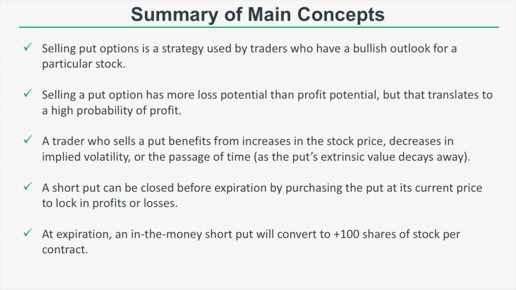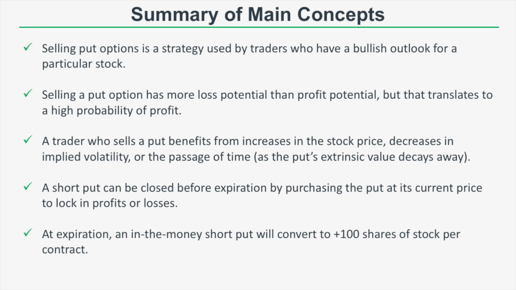Alright, so let's recap the main concepts that you've learned from this video. So first of all, selling put options is a strategy used by traders who have a bullish outlook for a particular stock. Now, selling a put option has more loss potential than profit potential, but that translates to a higher probability of profit. So there's always a relationship there between the amount you can make, the amount you can lose, and the probability of making money on that trade.